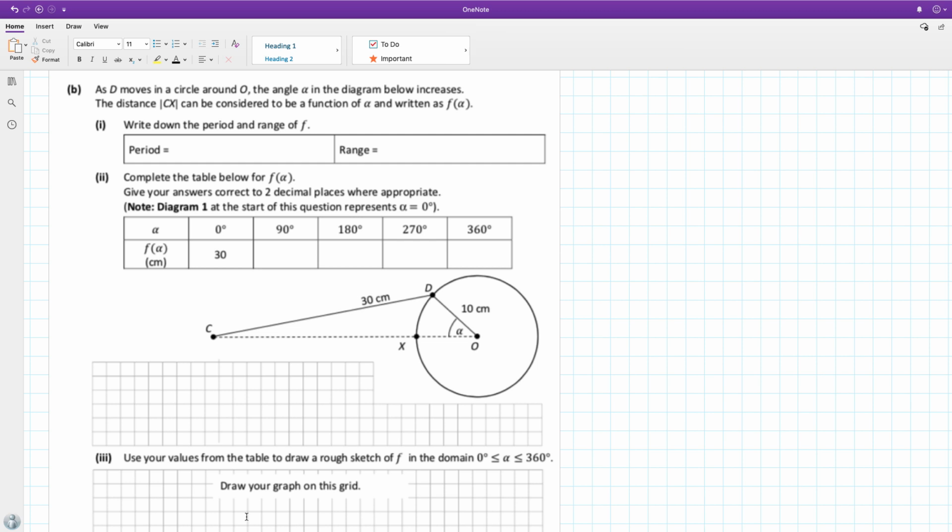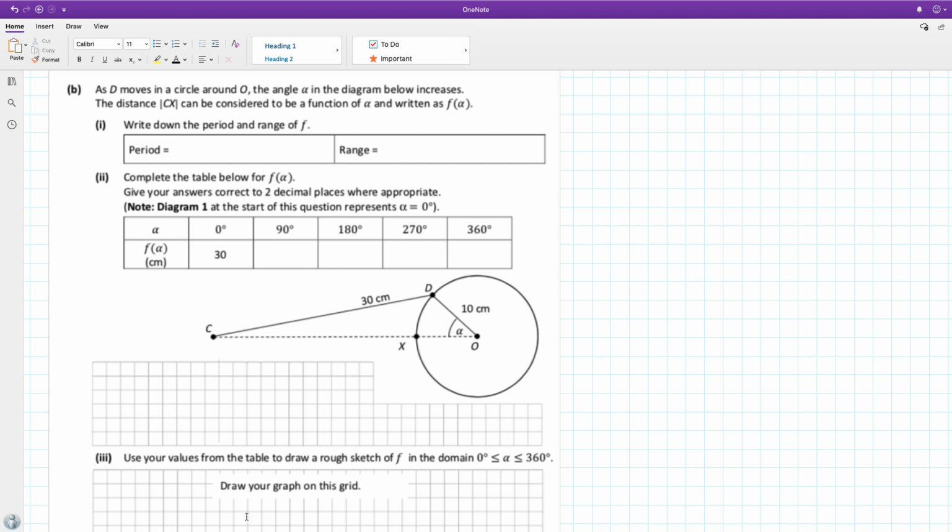So as D moves in and around the circle, in the diagram below, the distance CX is considered a function of alpha, written as f of alpha. I.e., the distance from here to here is the function as this moves around the circle. So when alpha is 0 degrees, this is going to be flat down here, isn't it? So the distance from C to X is 30. When alpha is 90 degrees, i.e. when alpha is up here, what is the distance between here to here going to be? That's what they're looking for.